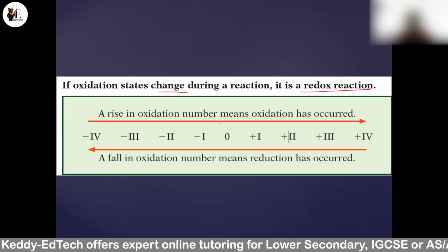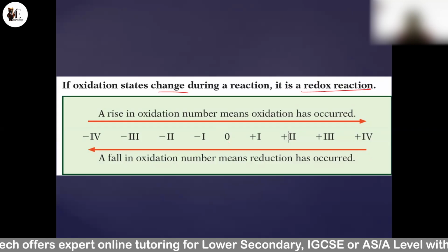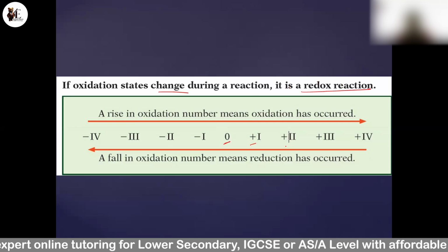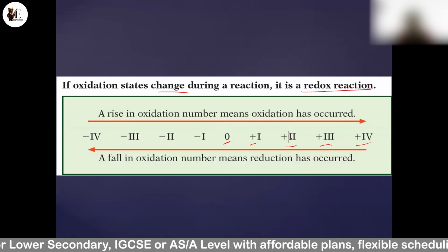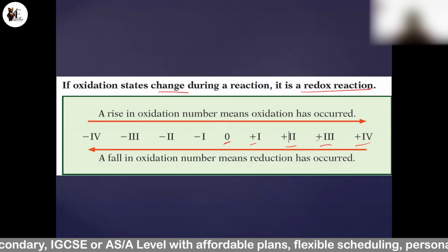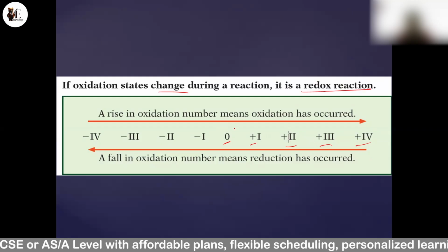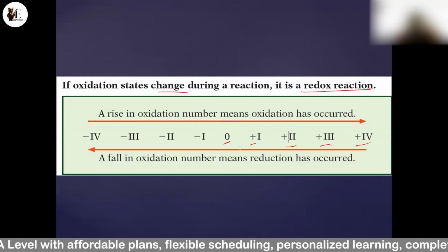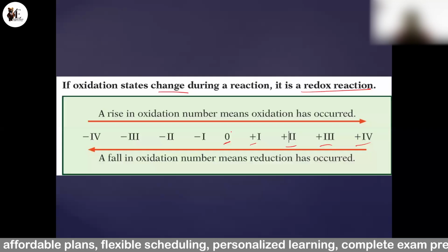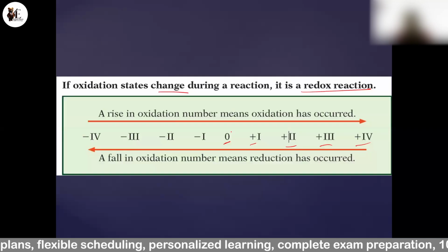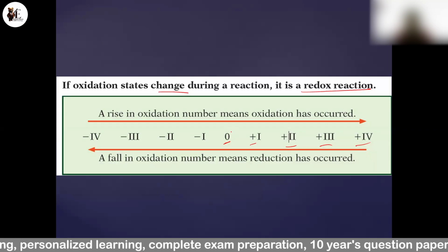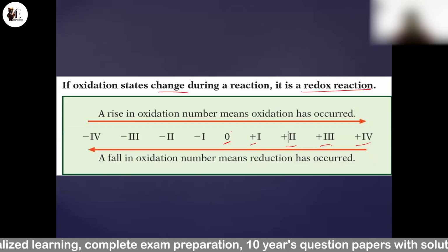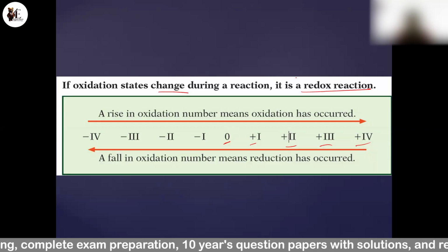For example, if it is going from 0 to +1, +2, +3, +4, then what happens? It is a rise in oxidation number. That means oxidation has occurred. And if it moves from 0 to -1, -2, -3, -4, we can see it is a fall in oxidation number. So it means reduction has occurred.